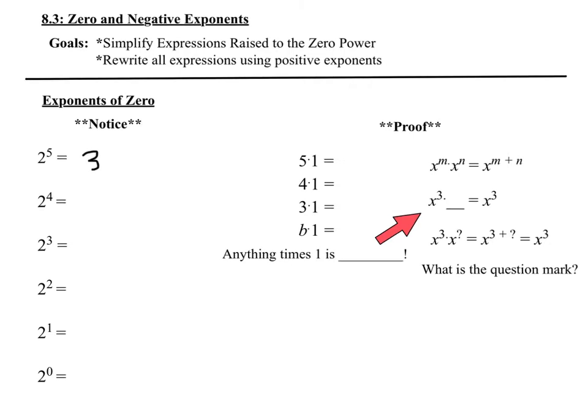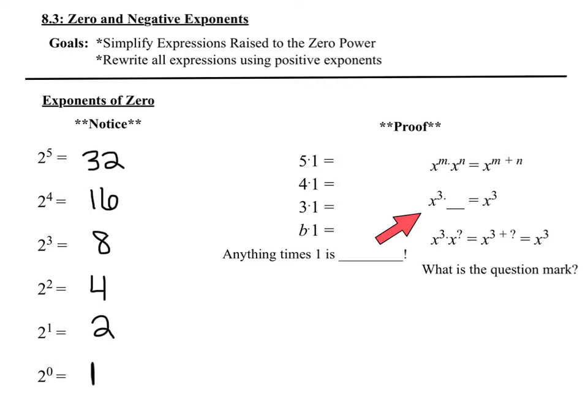2 to the 4th, 2 times itself 4 times, would be 16. 2 to the 3rd would be 8, 2 to the 2nd would be 4, and 2 to the 1st would be 2. So over here you can see that the exponent is decreasing by 1 every time. Over here the pattern is dividing by 2. 32 divided by 2 is 16, divided by 2 is 8, divided by 2 is 4, divided by 2 is 2. So if we divide by 2 again, it would make sense that we're going to get 1.